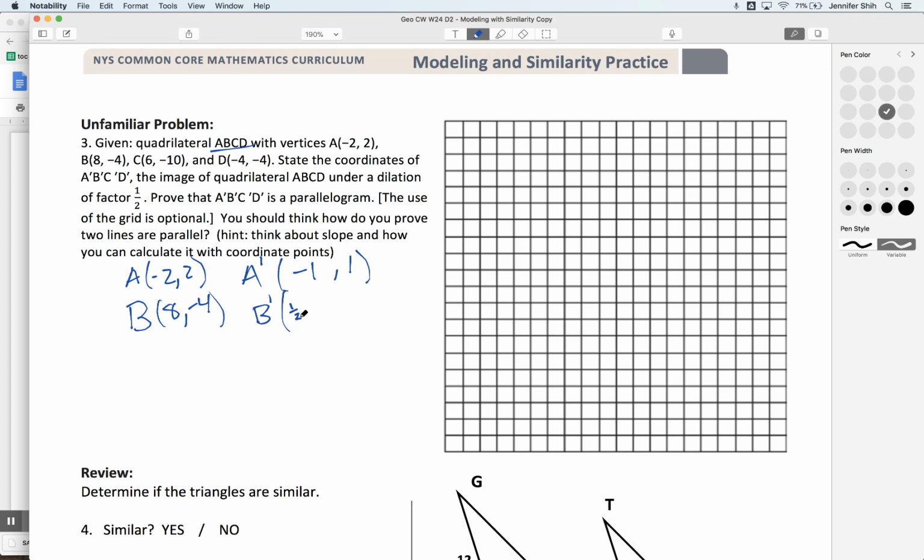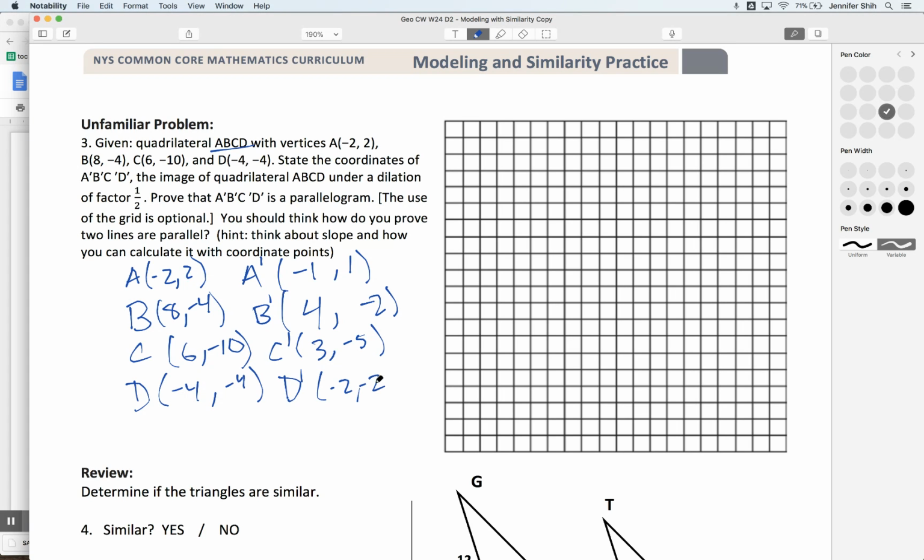So the scale factor 1/2 times 8, comma, the scale factor 1/2 times -4. So maybe that's for them. So this becomes 4 and this becomes -2. Sorry if there have been typos so far. Okay, so this is 6 and -10, and the scaled version is 3 and -5. And D is this one, -4, comma, -4, and the scaled version is -2, -2.